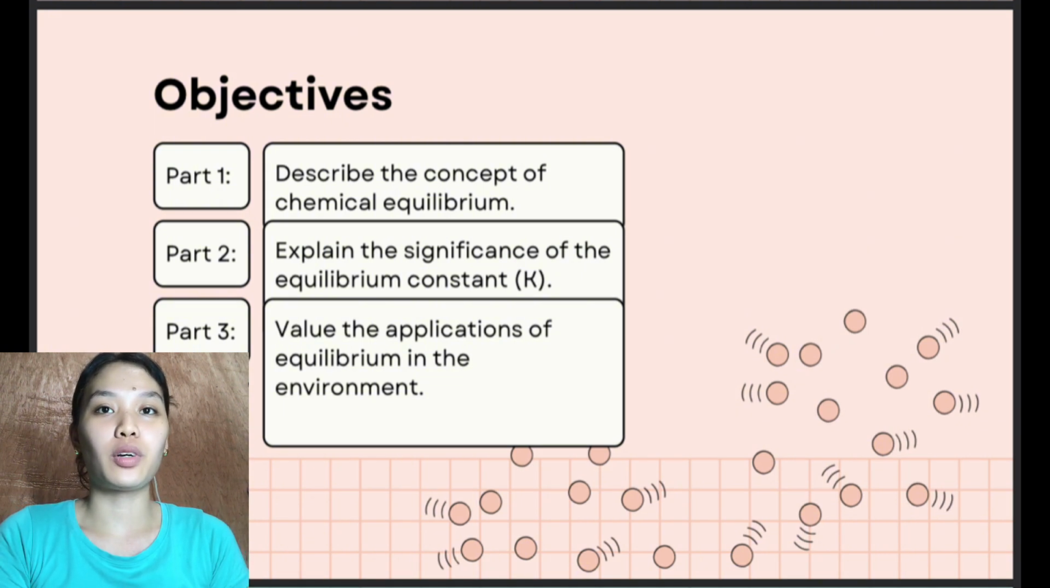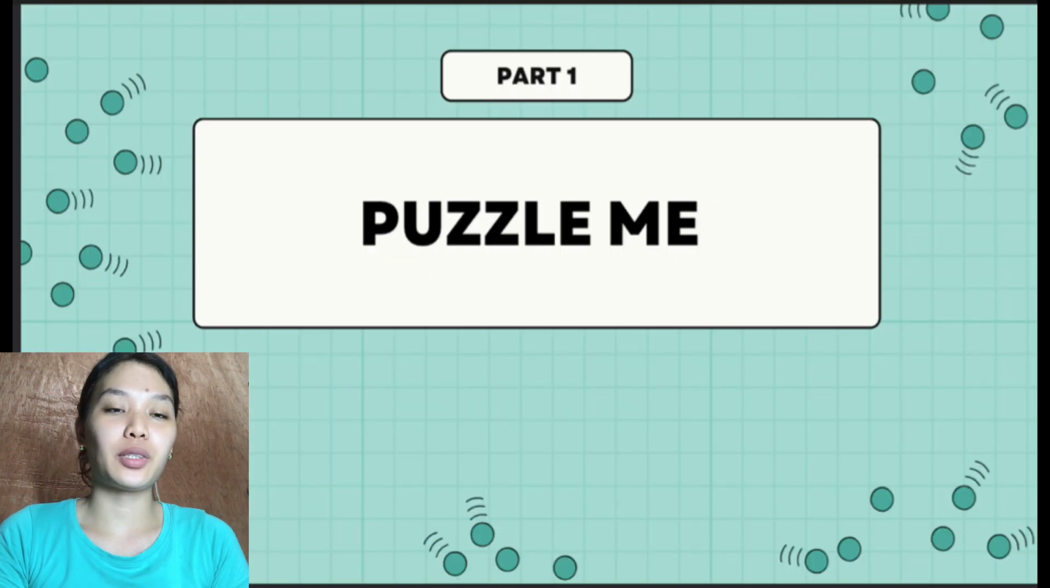Number one is to describe the concept of chemical equilibrium. Number two is to explain the significance of the equilibrium constant. And the third one will be the applications of equilibrium in the environment. I have here a motivational activity.